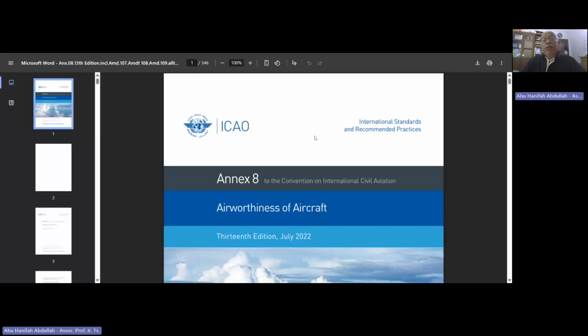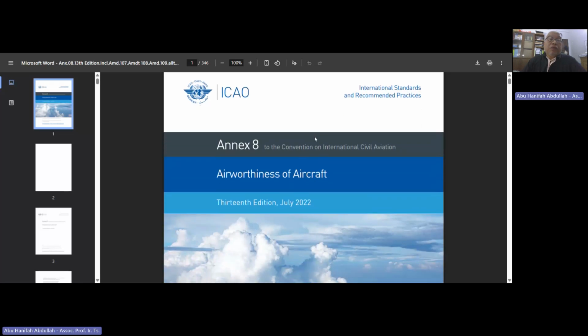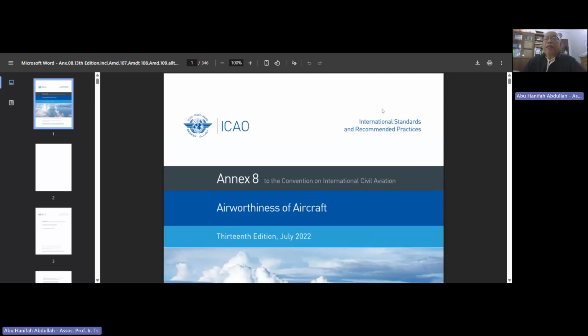So this is Annex 8, Airworthiness of Aircraft. These are international standards and recommended practices. Once you sign up to the convention and become a member state, you need to implement all these standards and recommended practices. There are 19 of them. Annex 8 is very specific on the airworthiness of aircraft.